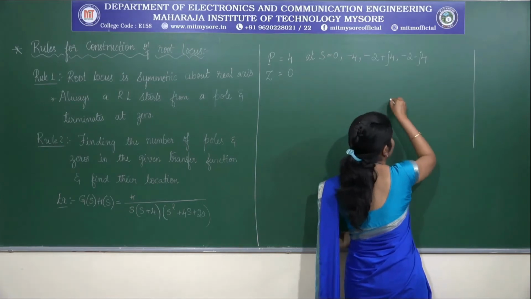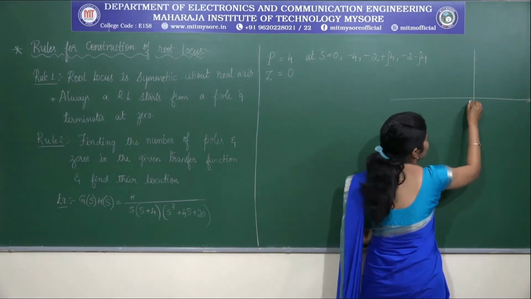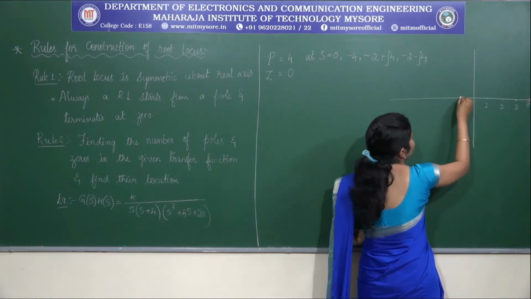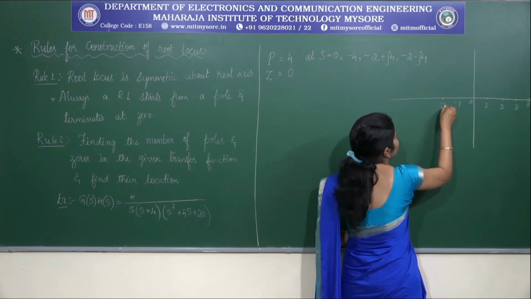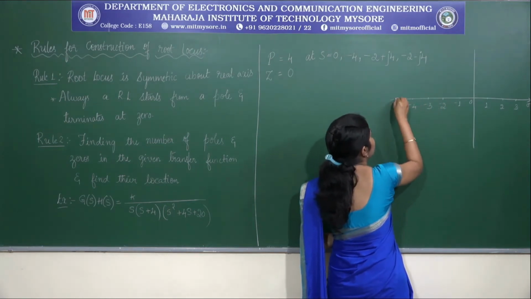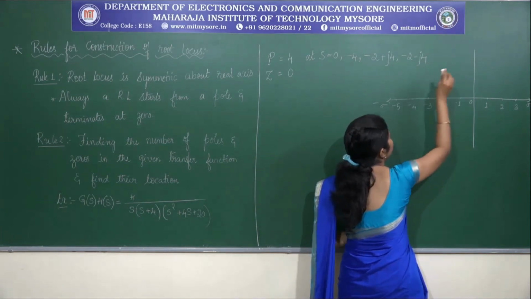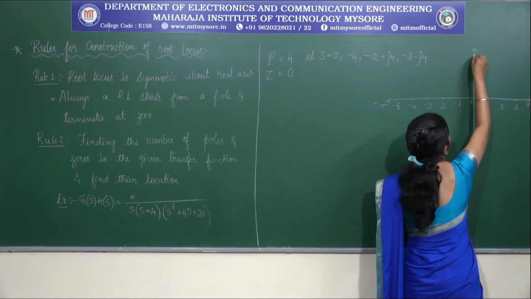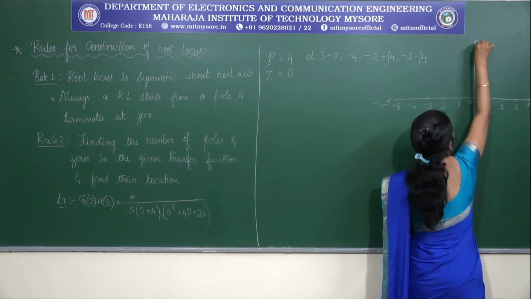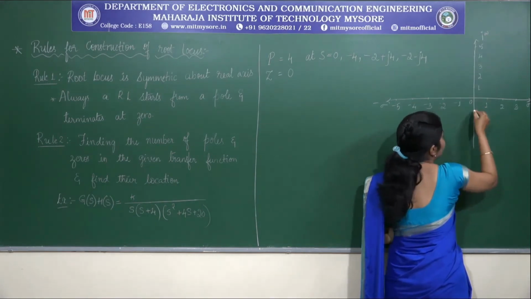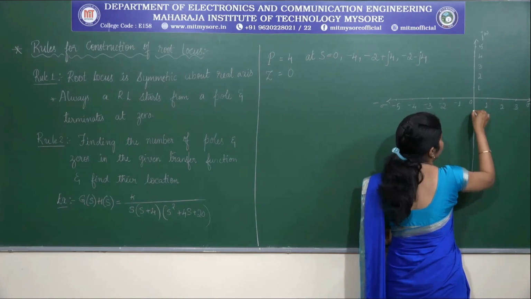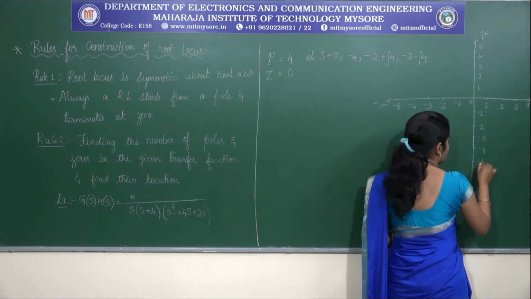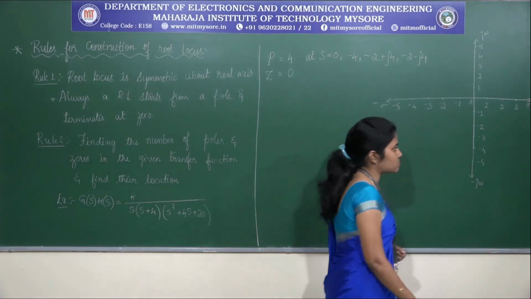So let me draw it here. 0, 1, 2, 3 is a sigma, minus 1, minus 2, minus 3, minus 4, minus 5, minus sigma, and here it is 1, 2, 3, 4, 5, j omega, minus 1, minus 2, minus 3, minus 4, minus 5. This will be the negative imaginary axis, that is minus j omega.